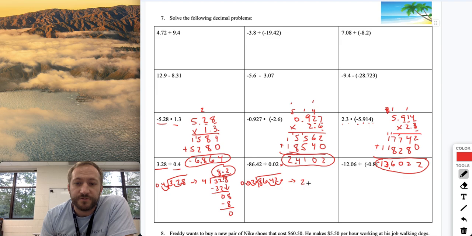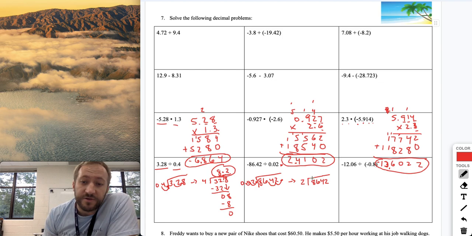Now let me rewrite this problem. I now have 2 into 8,642. Wow, that's a big number, but way easier to do than 0.02. That's hard. So looking at this, I'm going to go through and divide. 2 goes into 8 4 times. Notice how I put the 4 above the 8. 2 times 4 is 8. Subtract, bring down the 6.